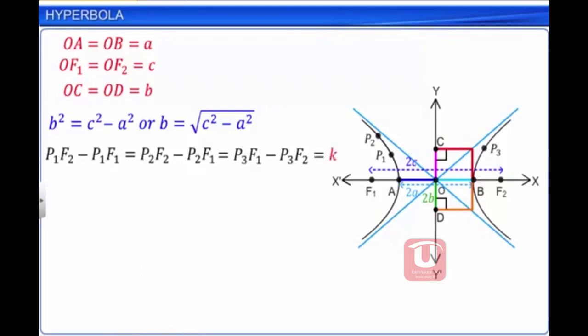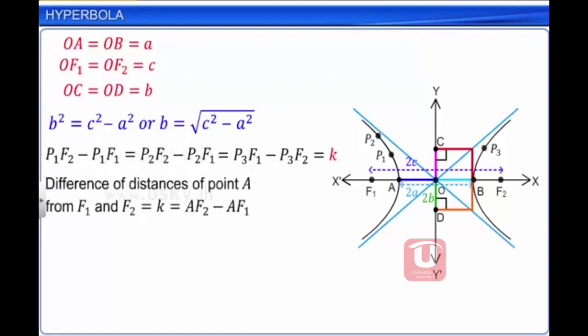Consider vertex A that lies on the hyperbola. The difference in the distance of point A from the two foci is given by AF2 minus AF1. Since AF2 is equal to AB plus BF2, we get K is equal to AB plus BF2 minus AF1. Let this be equation 1.